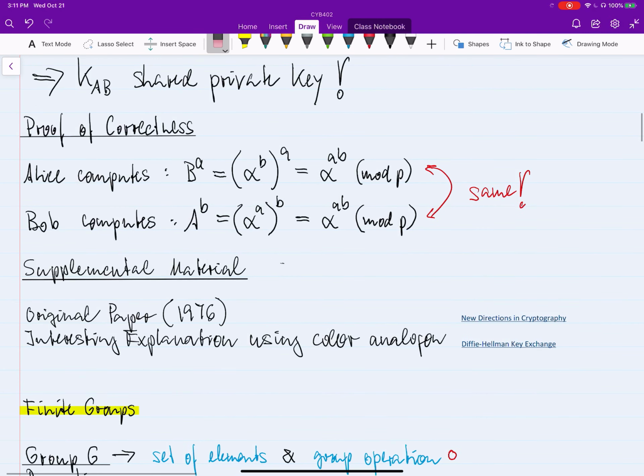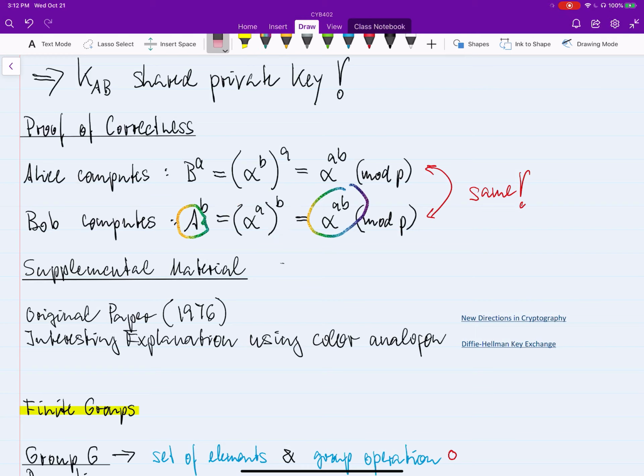So Bob is doing something similar. Bob receives capital letter A, the public key from Alice, and puts that public key to the power of his own secret key, small letter b, and he also computes, and this is the same result, alpha to the power of AB.